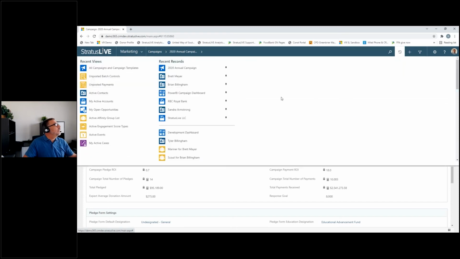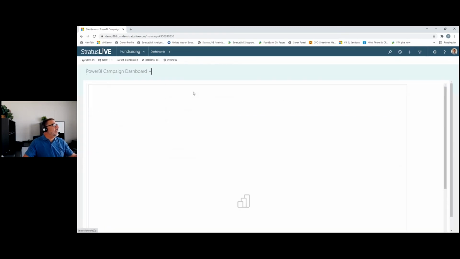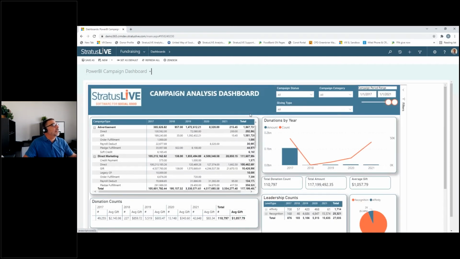So we're going to go now to our Power BI campaign dashboard. This will take just a second to load up. This is looking at a lot of data through the system. I'm looking at transactions that started in 2017 through the beginning of this year. So I'm not including a lot of transactions after the first of this year, because I just wanted to do my 2020 analysis.